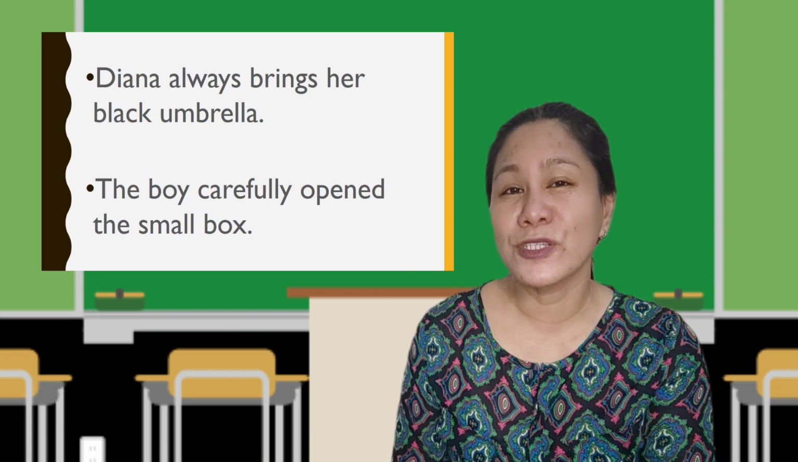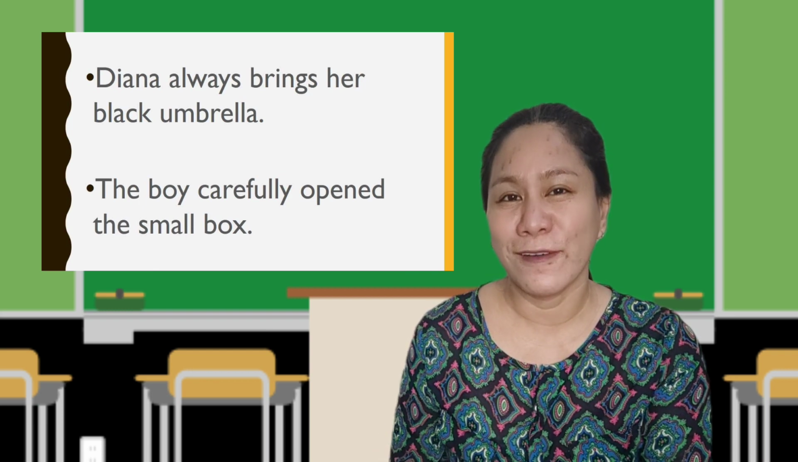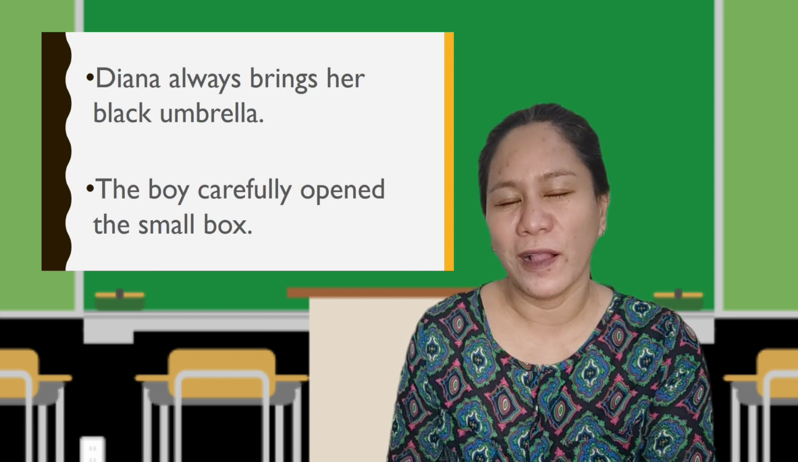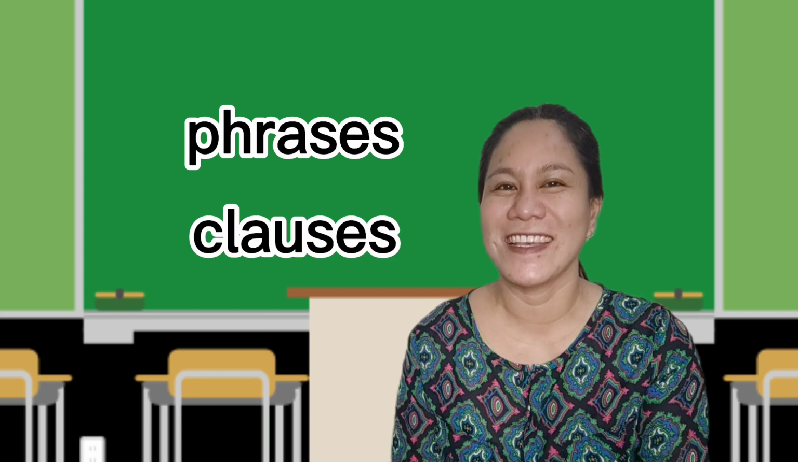The second sentence is, the boy carefully opened the small box. In this sentence, there are two modifiers. The first one is carefully, and the second one is small. Carefully is an adverb, and small is an adjective. As I have said a while back, modifiers can be a word or a group of words. They may come in phrases and clauses.